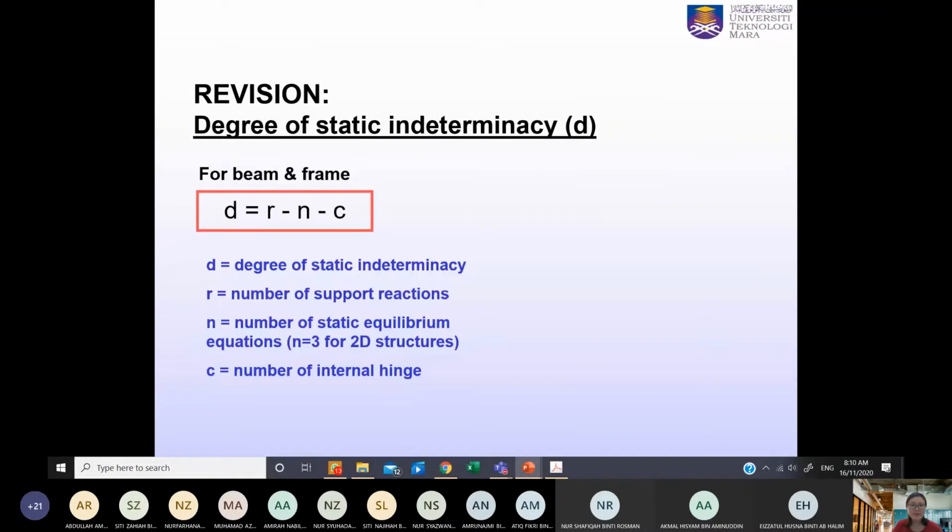So this is to revise the degree of static indeterminacy for beams and frames. We are going to use this equation, where R is the support reactions, n is always 3 for 2D but 6 for 3D, and C is the internal hinge.